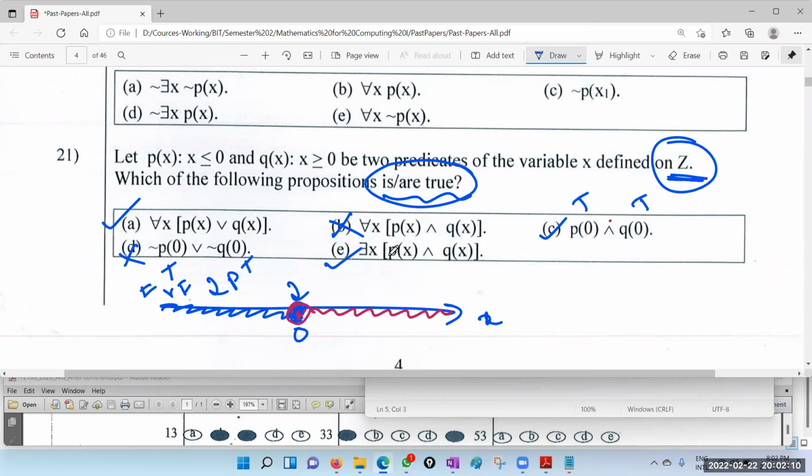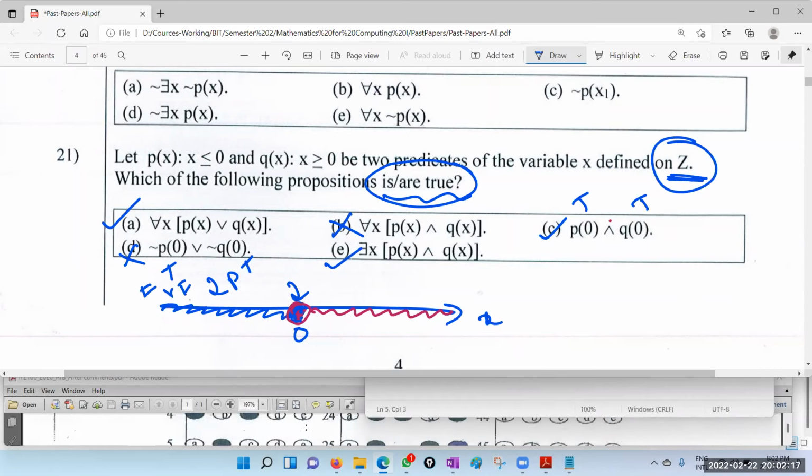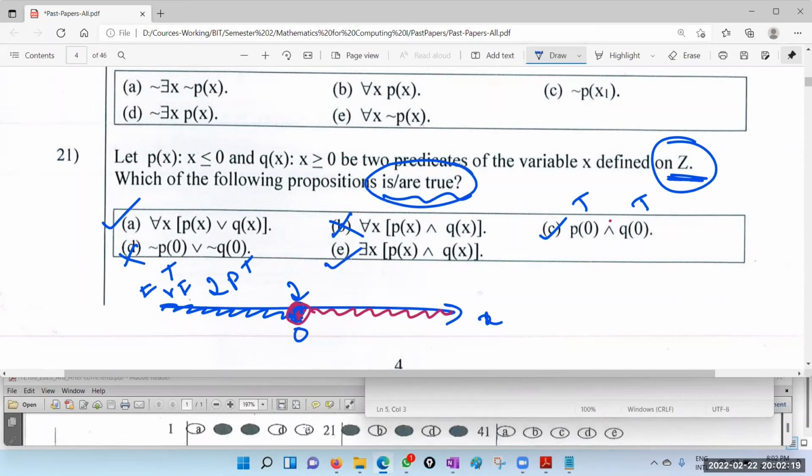Answer is A, C and E. Question 21. A, C and E, correct. Okay. Thank you. Right. 22.